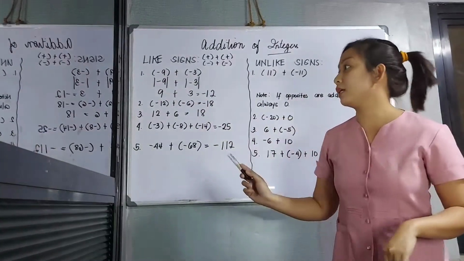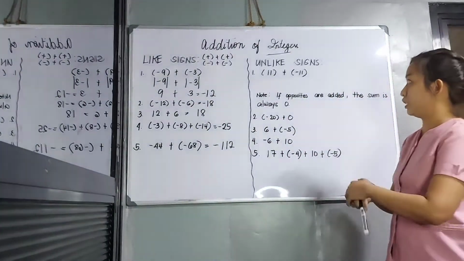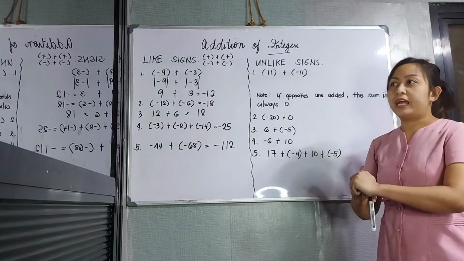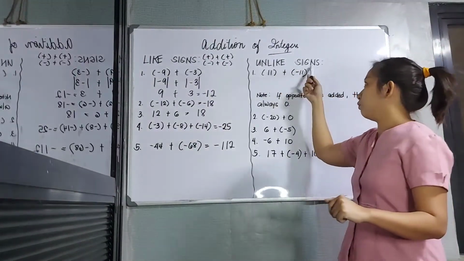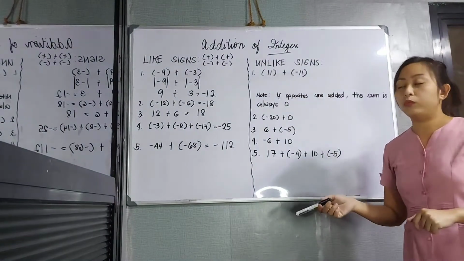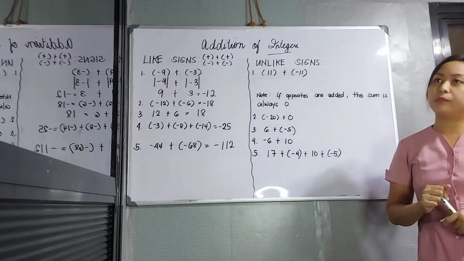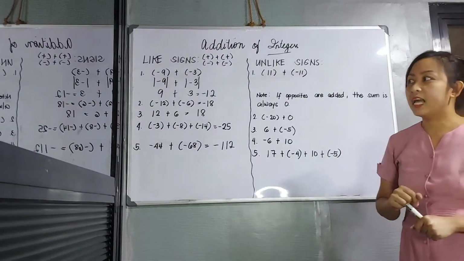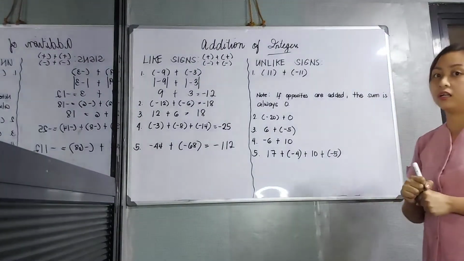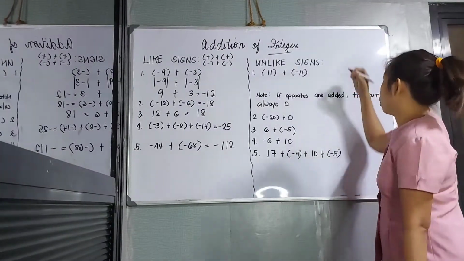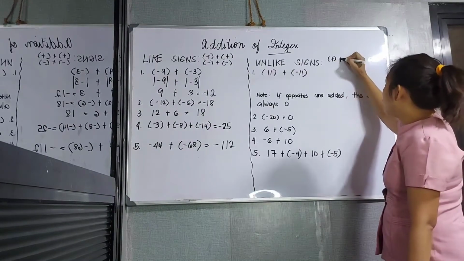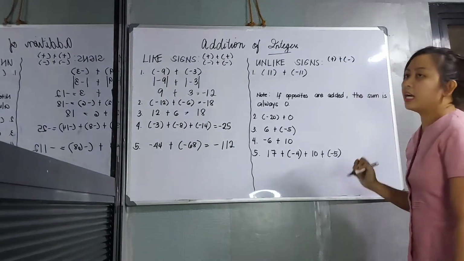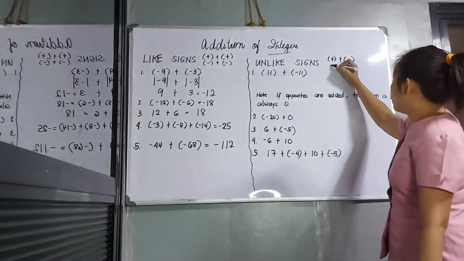How about the next type of addition of integers? We are going to deal with unlike sign. Unlike sign, in Tagalog, magkaiba ng sign, means different signs. We will deal with, for example, positive plus negative, or vice versa.